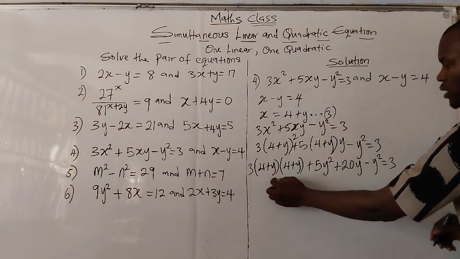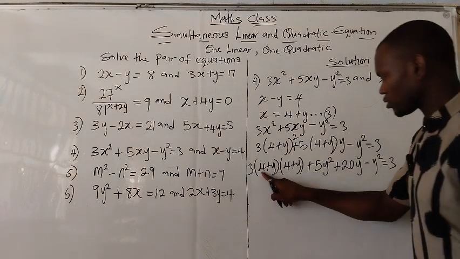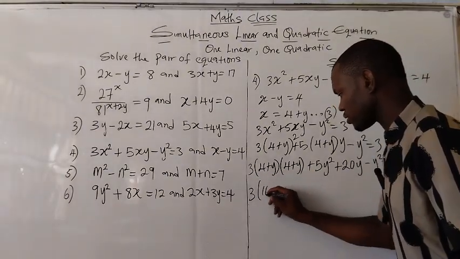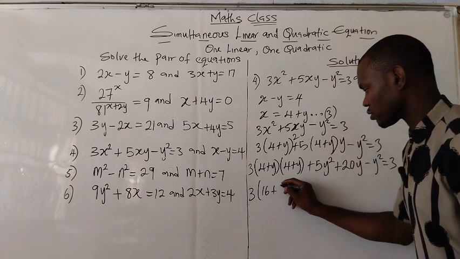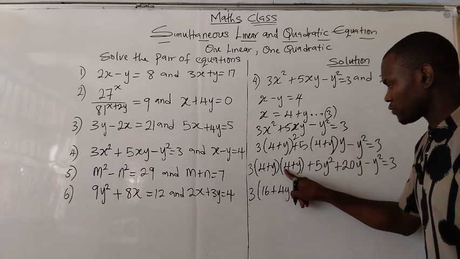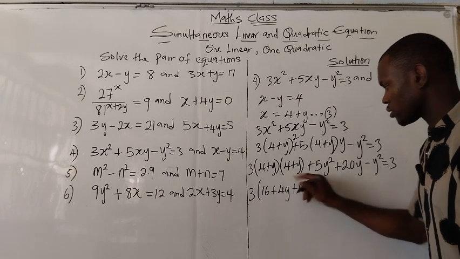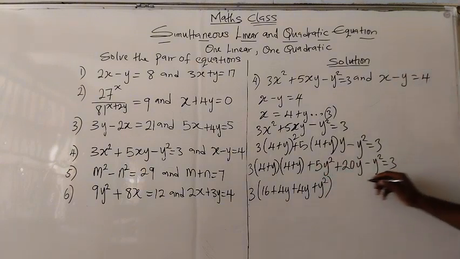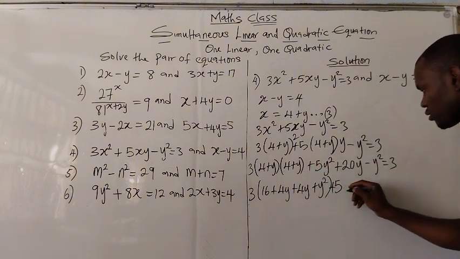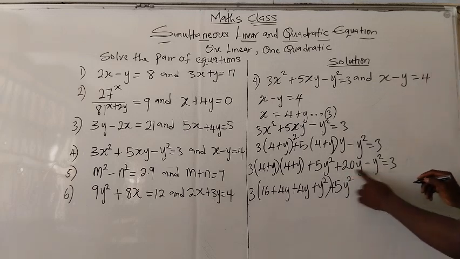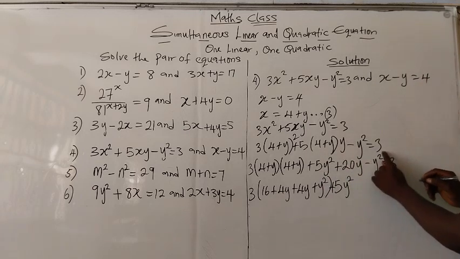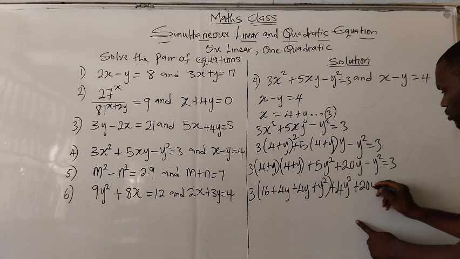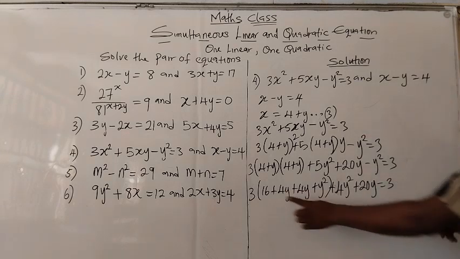Then we have to open this bracket too. Let's still put 3 outside. 4 times 4 is 16. 4 times y, we have plus 4y. y times 4 is 4y. y times y is y squared. Close your bracket. Write down every other thing. I'll be having plus 5y squared, or let's subtract: 5y squared minus y squared gives me 4y squared. Then bring this one down, 20y equal to 3. So let's expand the brackets here.